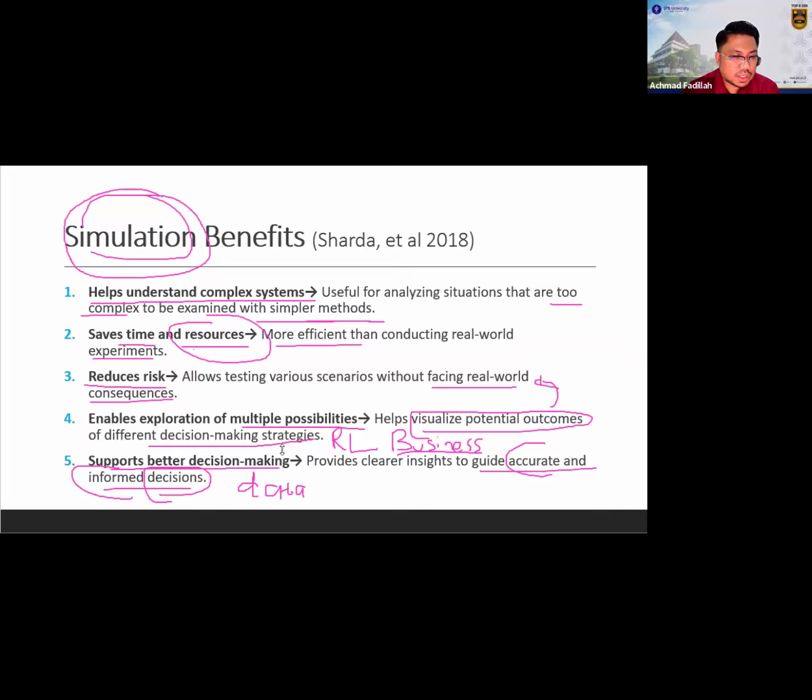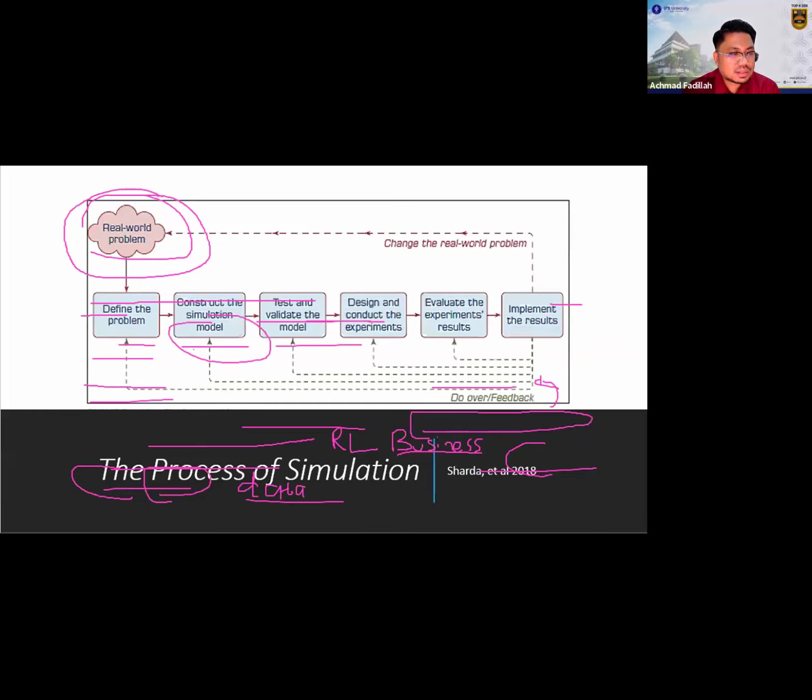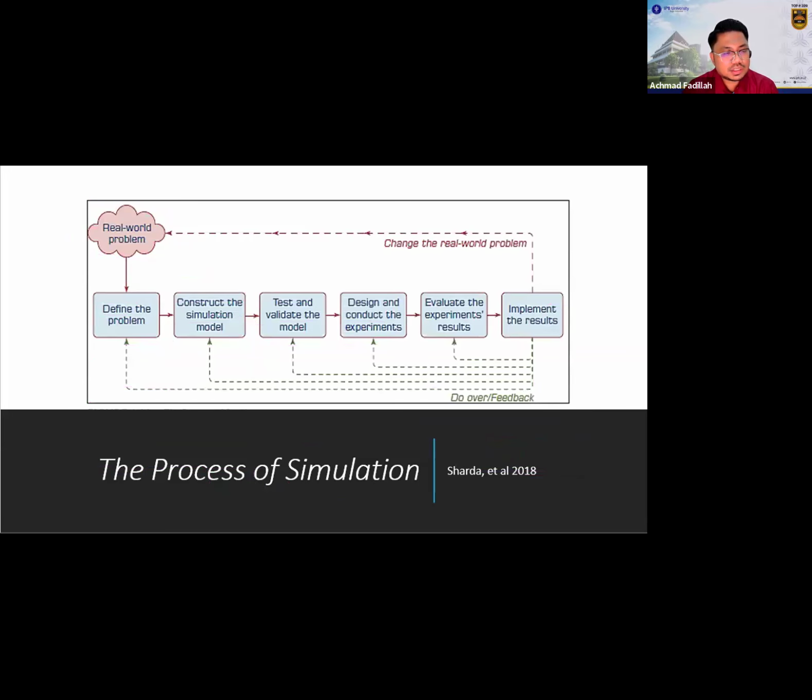For example, for a business, a digital business. So those are the five benefits of the simulation, based on Sarda. Okay, next we'll discuss the process of the simulation.